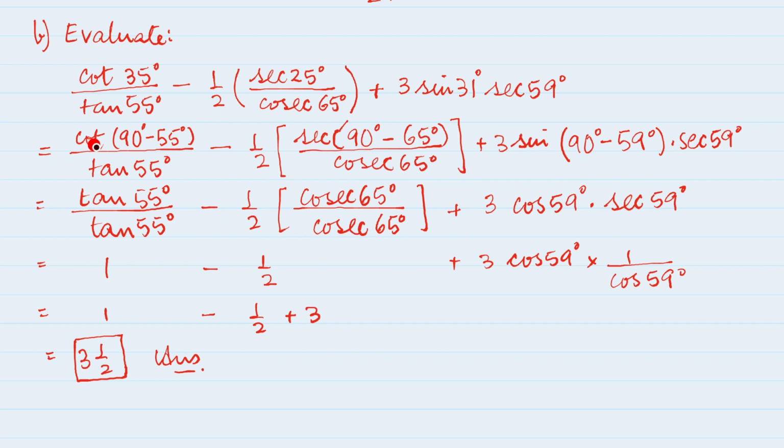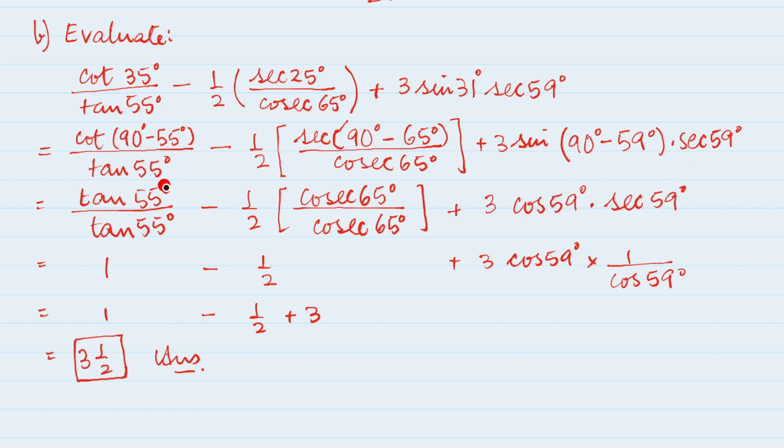Yeah. Now cot 90 minus theta is equal to tan theta. So tan theta upon tan theta. Got that? So tan 55 upon tan 55 minus half, and here sec 90 minus theta will be cosec theta. So it will be cosec, and this is your theta, okay? If we write that, upon cosec 65 plus 3 sine 90 minus theta is cos theta. This is your theta, okay? So we write cos theta, and this as it is.